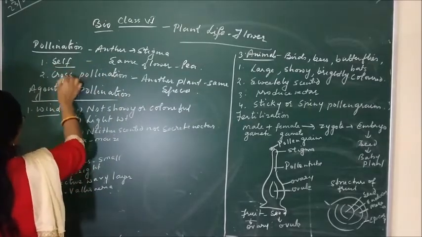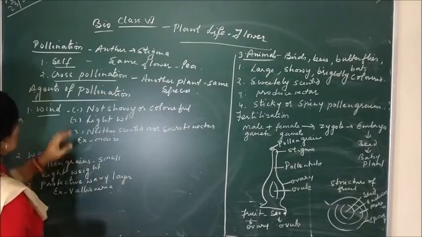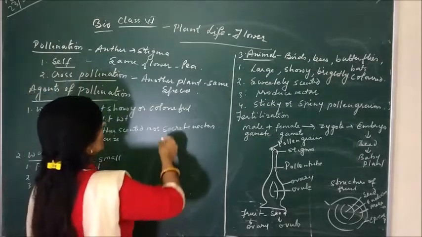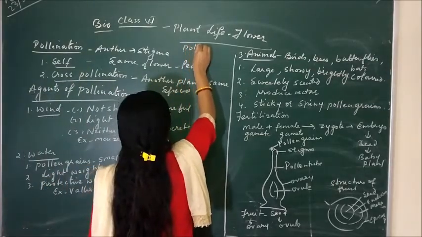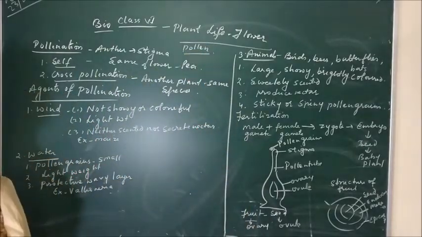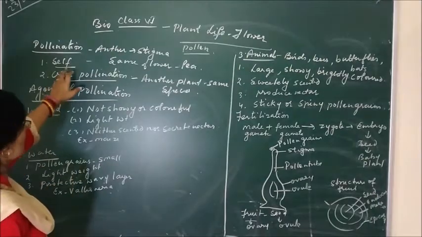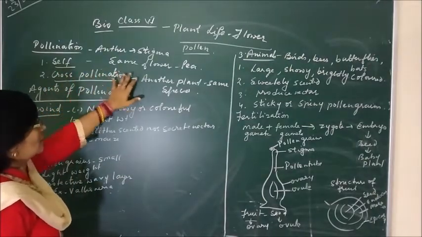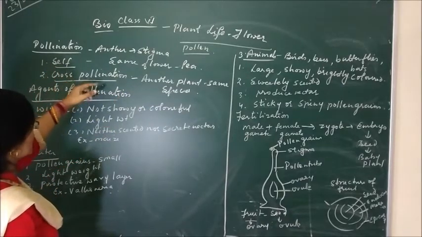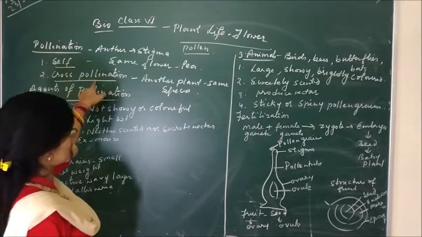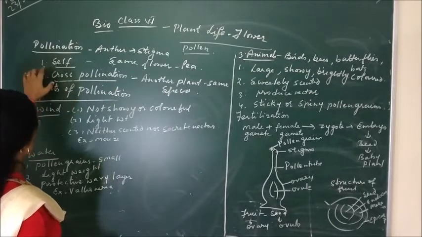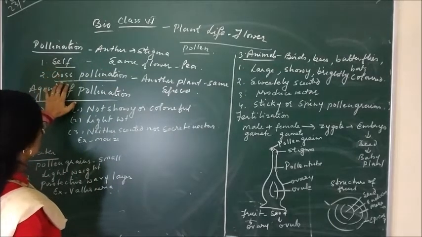Pollination is of two types. The first one is self-pollination and the second one is cross-pollination. You already know that pollen grains are present in the stamens, the male part of the flower. These pollen grains transfer from the anther to the stigma of the same flower or a different flower of the same plant. According to whether they transfer in the same flower or in a different plant, pollination is of two types, self-pollination and cross-pollination.